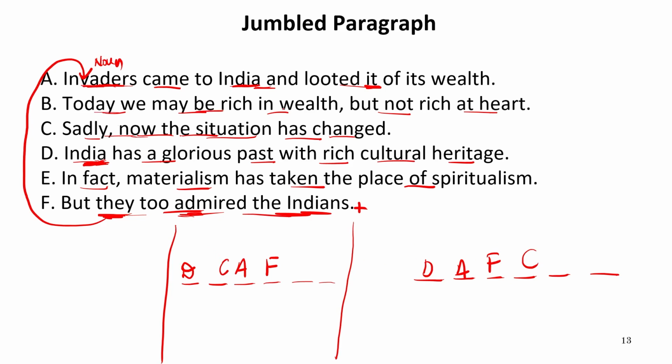Today we may be rich in wealth but not rich at heart. So this is something negative which is given to us. So it is followed by C, because in C it has been said that they admired, but sadly now the situation has changed. This can contrast this sentence, and after that the reason has been given that today we may be rich in wealth but not rich at heart. In fact, materialism has taken the place of spiritualism. So this can be followed by E. So here we can have B and here we can have E.